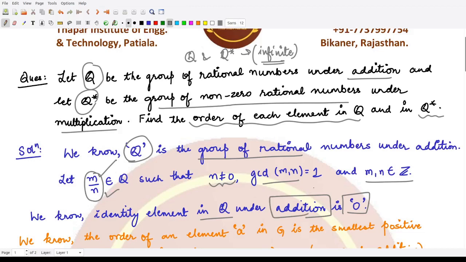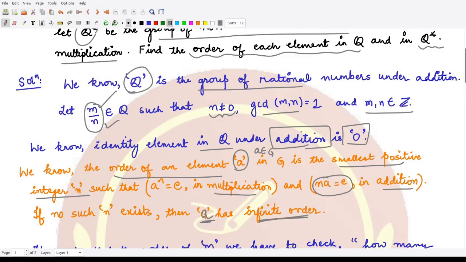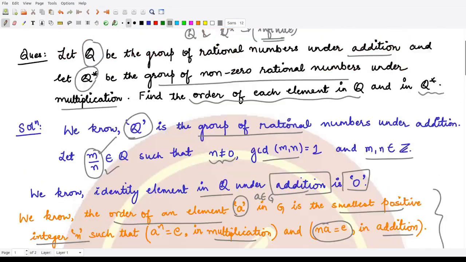Once you know this, if you remember the definition of the order of an element, what is it? Suppose we are taking some element a from G. Its order would be the smallest positive integer n such that, if our operation is multiplication, a raised to the power n is equal to e, and if our group operation is addition, then n a is equal to e. If we are unable to find such an n, in that case we would say the group element a has infinite order. Using this definition, we can calculate it for each element.